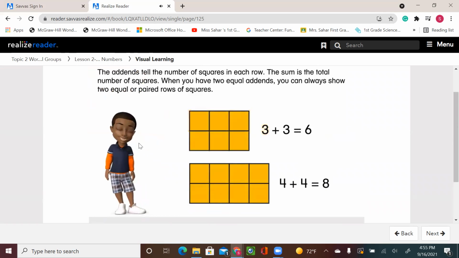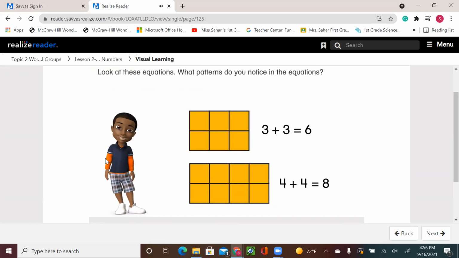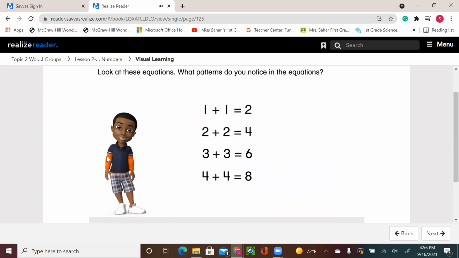The addends tell the number of squares in each row. The sum is the total number of squares. When you have two equal addends, you can always show two equal or paired rows of squares. Look at these equations. What patterns do you notice in the equations?